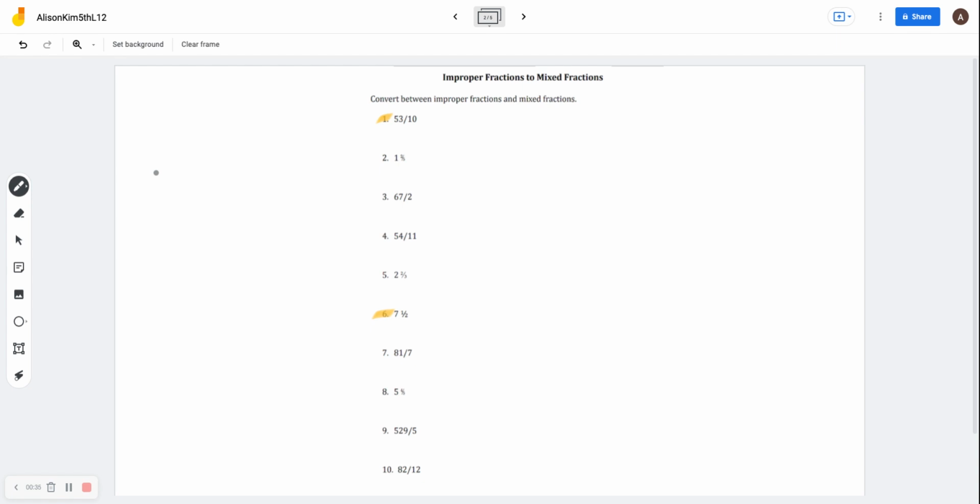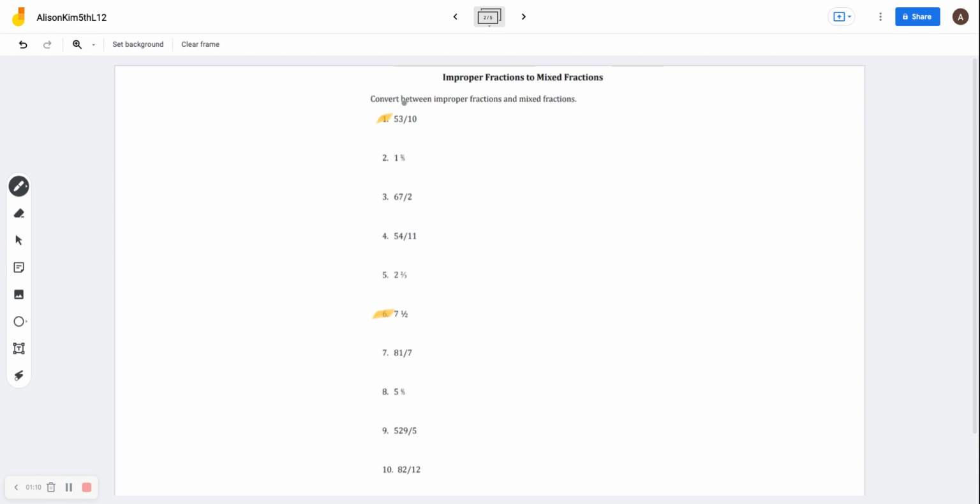So let's do number one. Number one gives us 53 over 10. Since we see no whole number and the numerator, which is 53 in this case, is greater than the denominator, which is 10, we know that this is an improper fraction. Therefore, we need to change this improper fraction into a mixed fraction. A mixed fraction is a regular fraction but with a whole number in front of it, and it always has a whole number if the numerator is greater than the denominator.